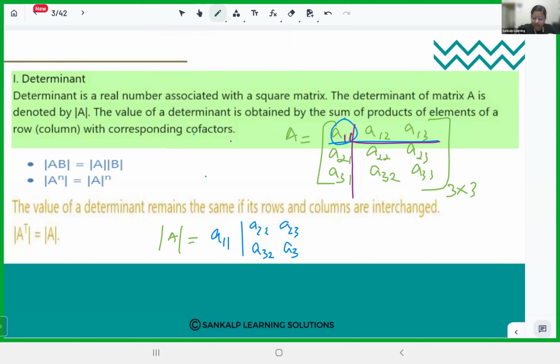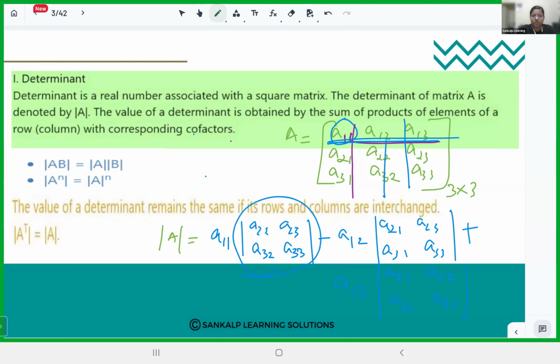Then minus A12 into, consider the second element, right? And then you have to delete the row and column containing that element. So what will be the minor? That is A21, A23, A31, A33, right? Then plus A13 into, then you have to delete this column and this row. So what is remaining? A21, A22, A31, A32.